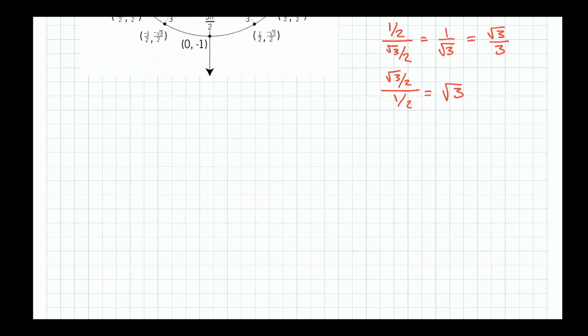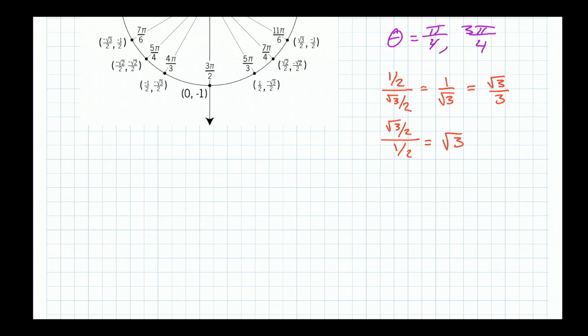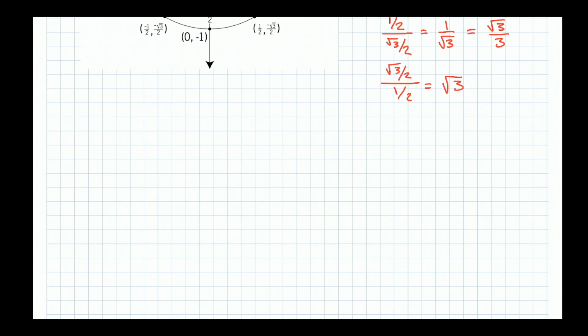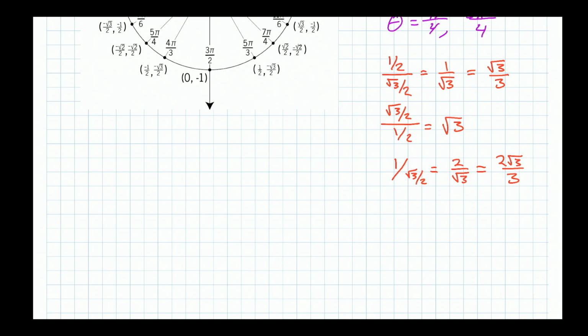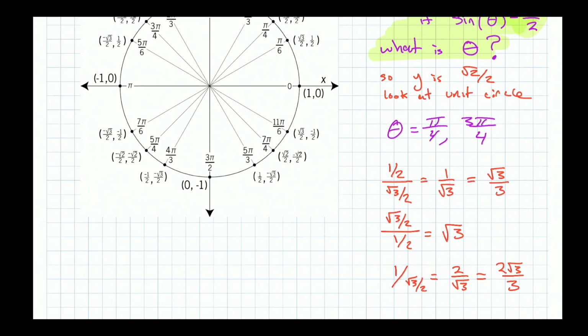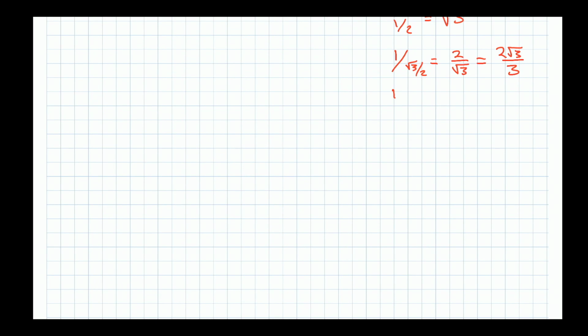I think so, because we could also have, what if we had simply 1 over square root 3 over 2? That would be 2 over square root 3, or if you rationalize, 2 square root 3 over 3. So that's a useful value to know. And another one might be 1 over square root 2 over 2. That might be useful to know. That's going to be 2 over square root 2, which is simply square root 2.